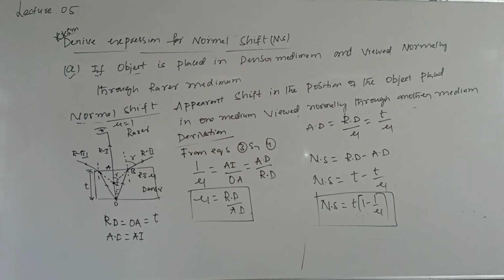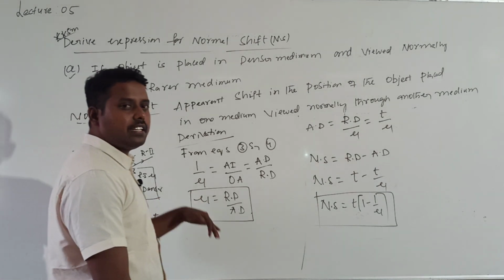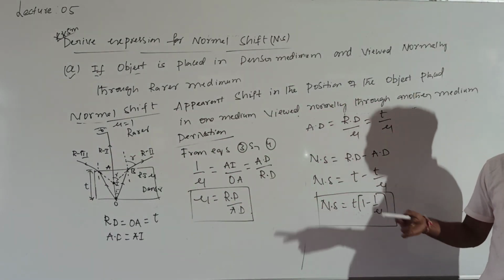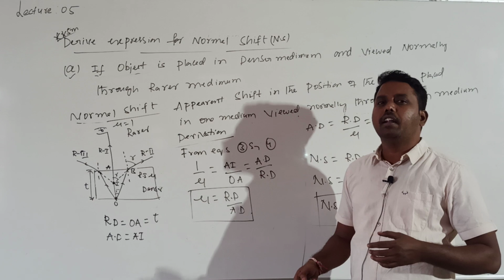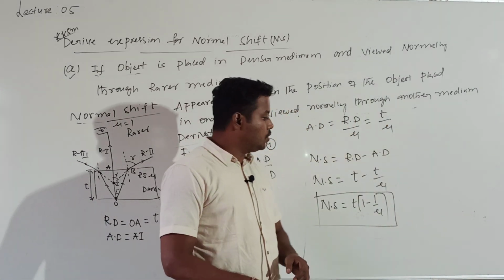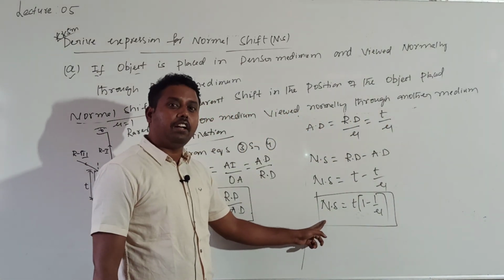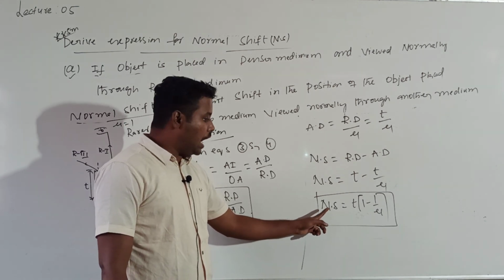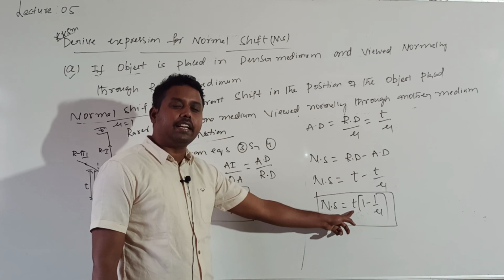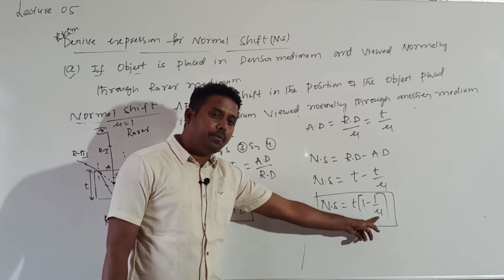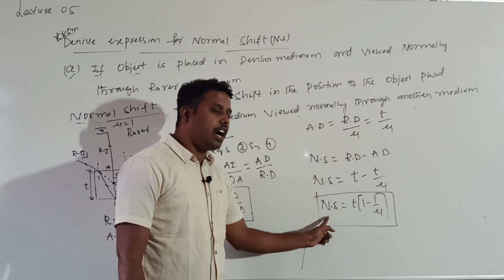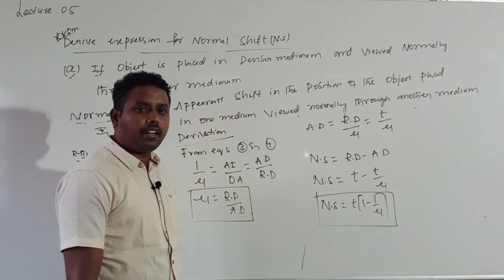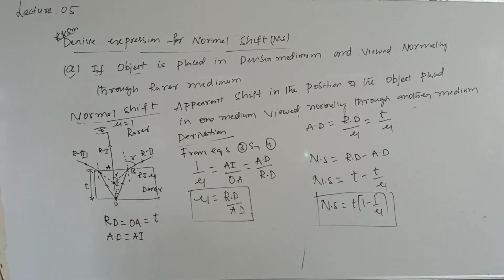Now you tell me, when an object is placed in a denser medium and viewed normally through a rarer medium, will the object appear nearer or farther apart? Nearer. So by how much distance will it appear nearer? That is what the normal shift gives you. The normal shift value depends upon the thickness of the glass slab and the refractive index. So normal shift is equal to t into 1 minus 1 by mu. Are you getting it, the derivation understood?